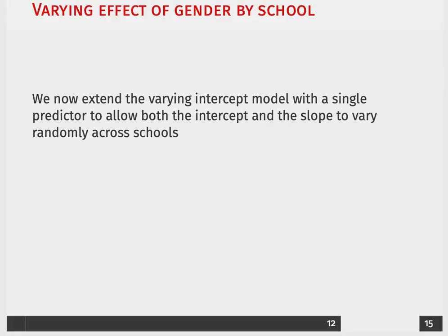Finally, we are going to add one additional complexity to this model, and we are now going to vary the effect of gender by school as well as varying the intercepts of school. So essentially what we're doing now is we're allowing the slope and intercept to vary across schools while still estimating the overall global effect of female, male on test score.